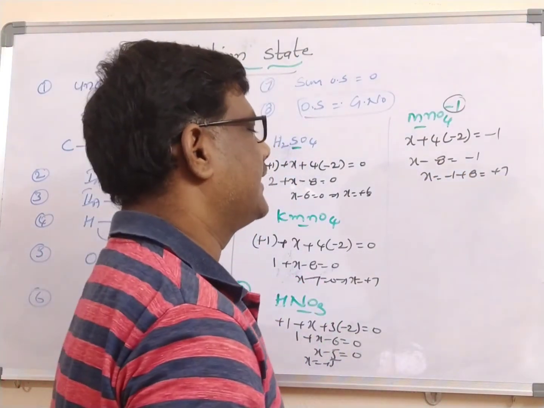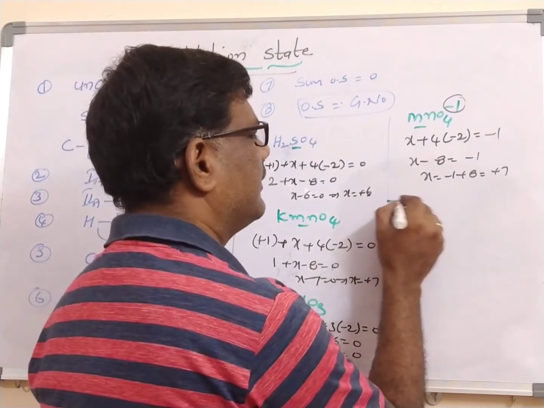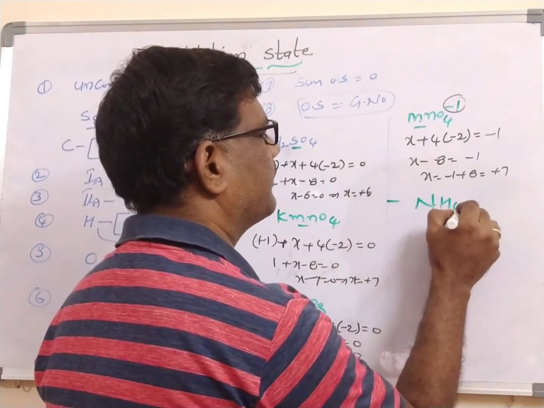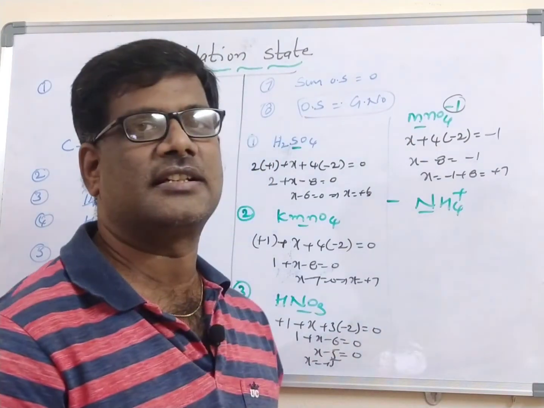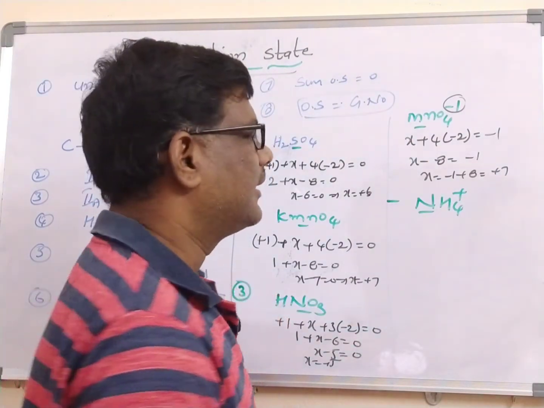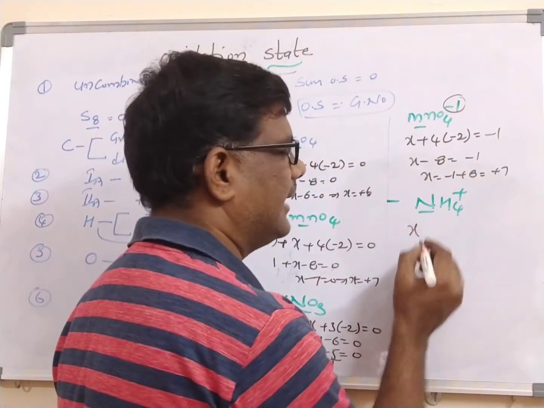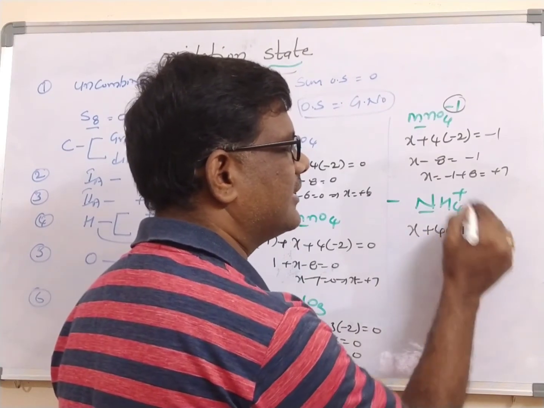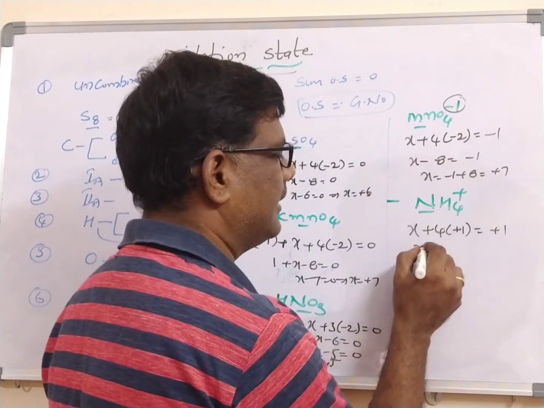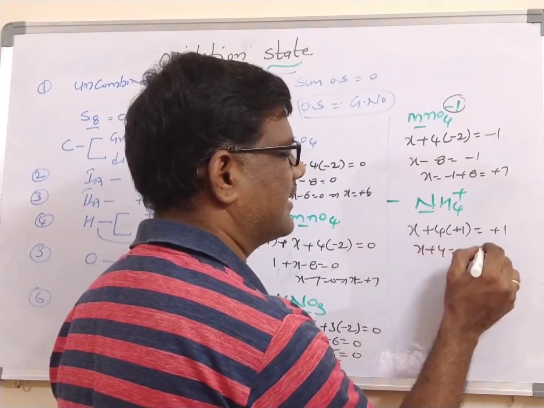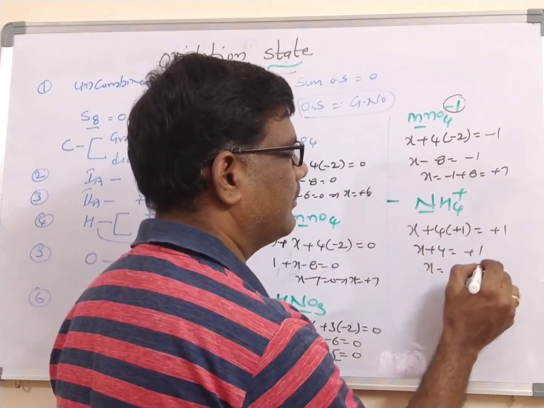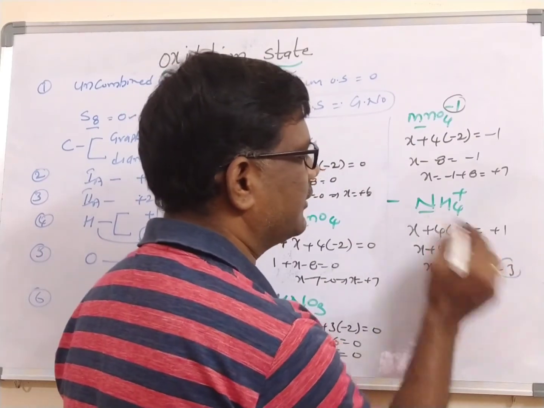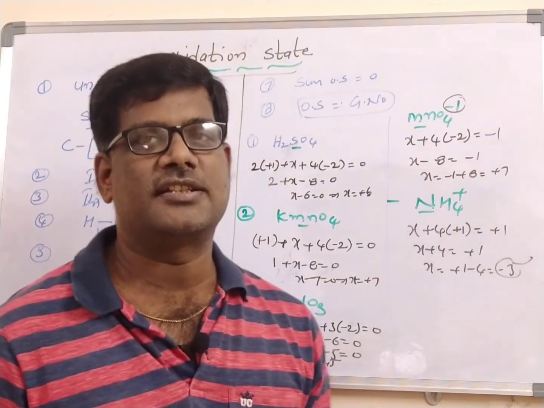Similarly, I will take a second example, NH4 plus. Calculate the oxidation state of nitrogen. Nitrogen is taken as X. 4 hydrogens, each showing +1. Ultimately X plus 4 is equal to +1. X is equal to +1 minus 4, equal to -3. So nitrogen bears the -3 oxidation state.